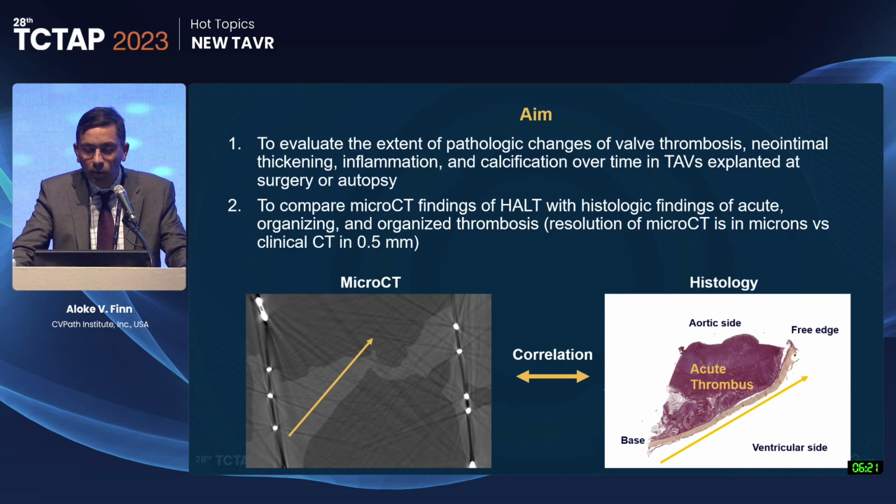So the aims of the study were to evaluate the extent of pathologic changes of valve thrombosis, leaflet thickening, inflammation, calcification, and leaflets over time in TAVRs explanted at surgery or autopsy, and to compare the micro-CT findings of HALT with the histologic findings of acute, organizing, or organized thrombus to really see whether micro-CT could better define what HALT is doing in an experimental aim.